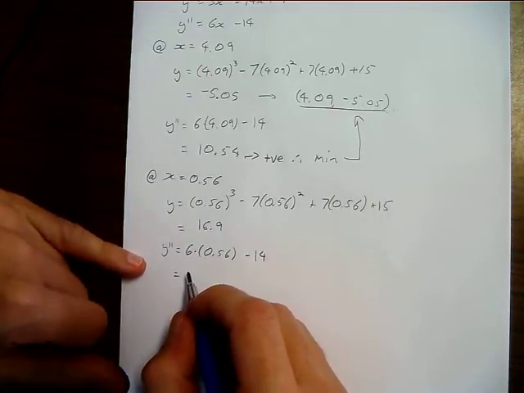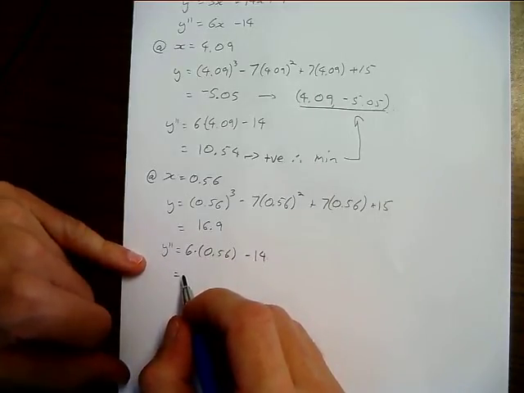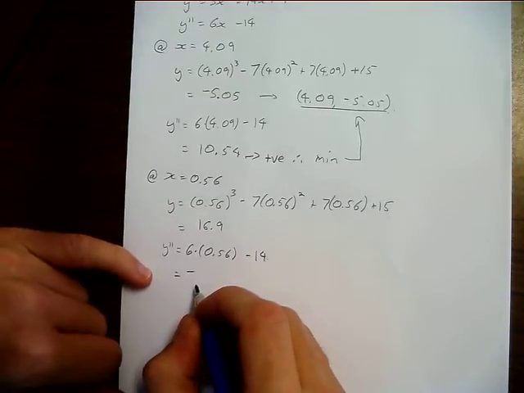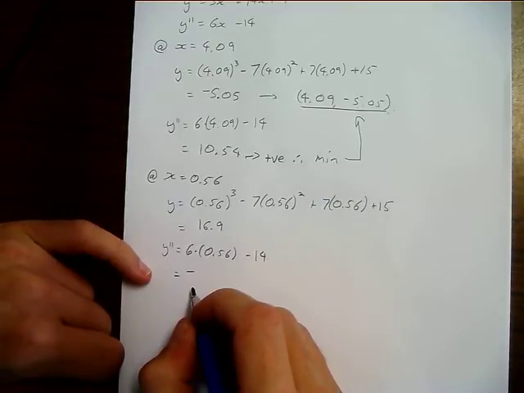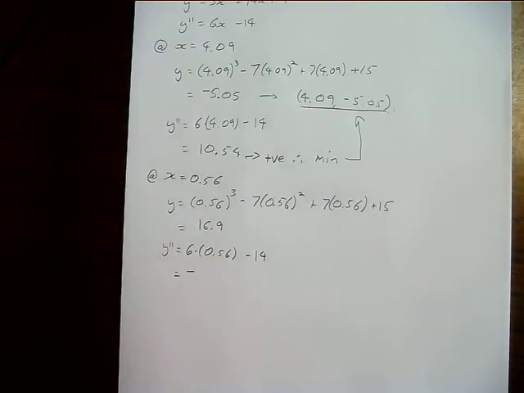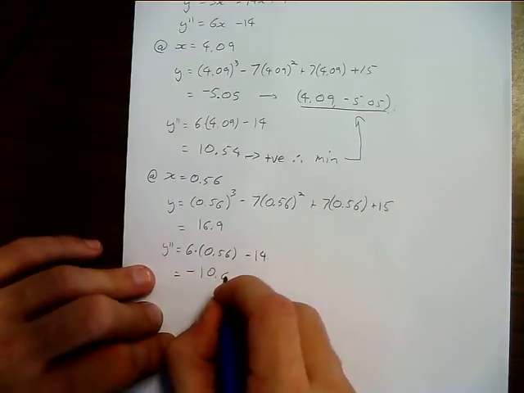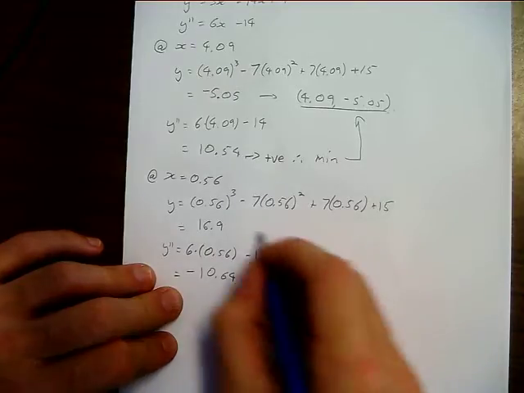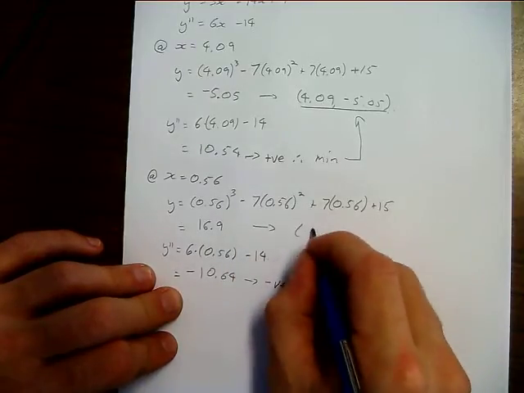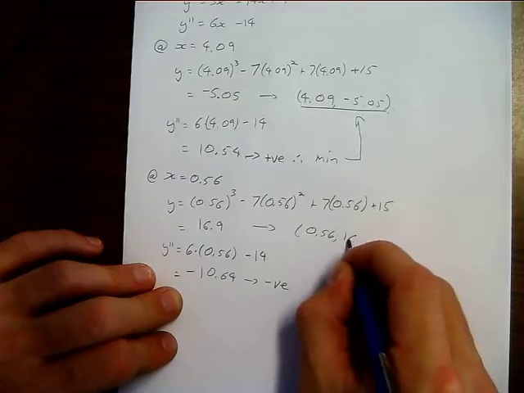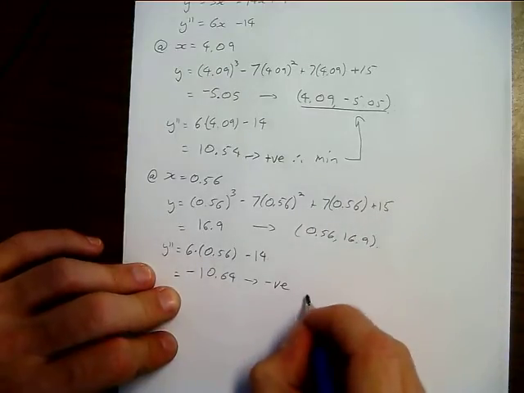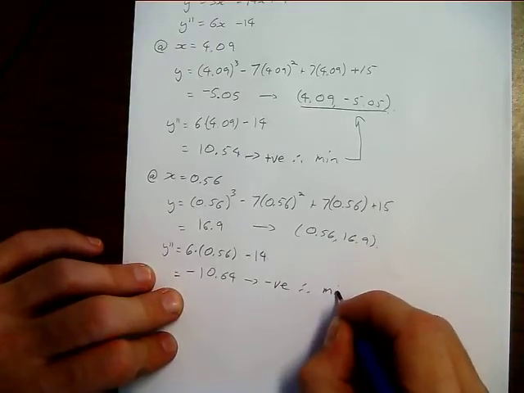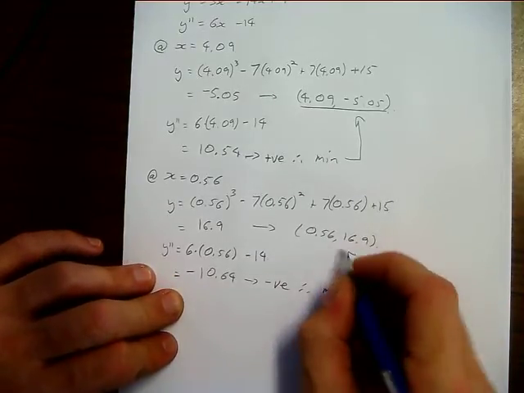What's the actual value for the double derivative here? Has anyone done that? It's negative. Looks like it should be about negative 12 or negative 11. Yeah, negative 10.64. So that's negative. So we have our point, which is 0.56, 16.9. And the double derivative is negative, which means we have a max at that point there.